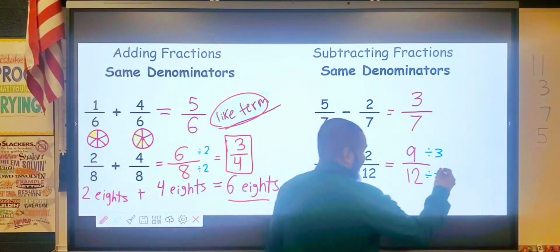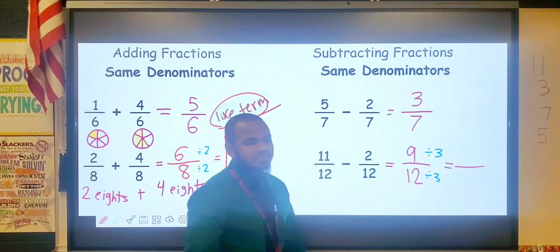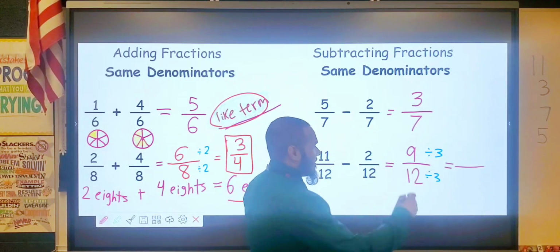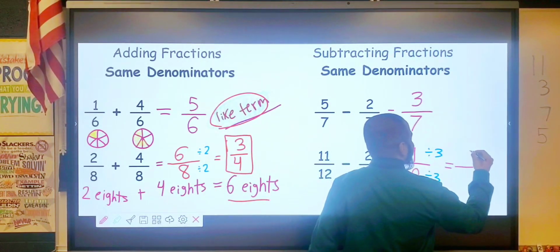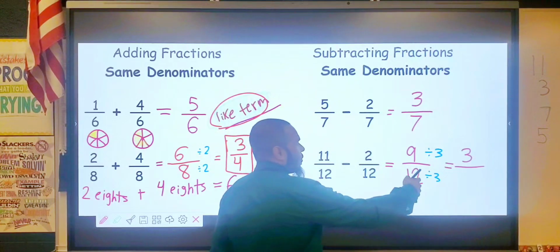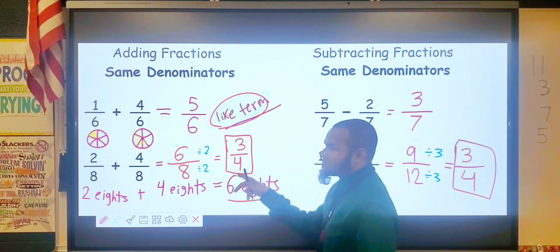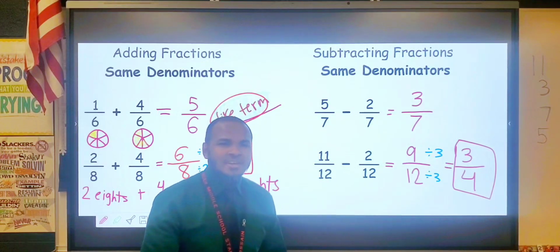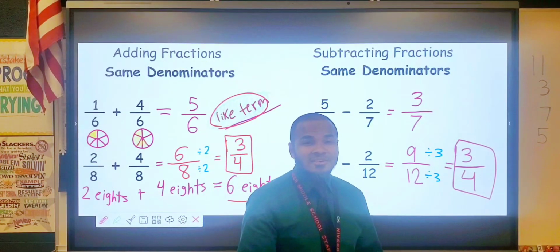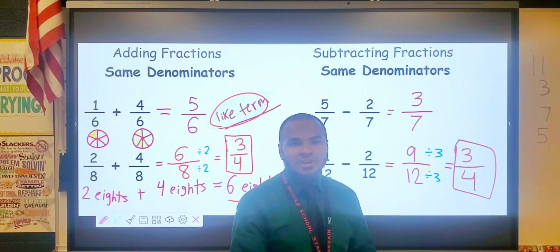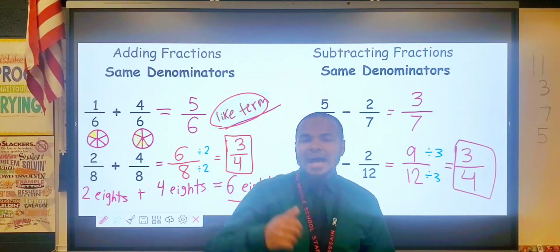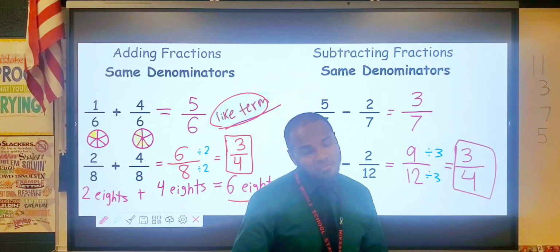And as soon as I divide both top and bottom by 3, I'm going to have 9 divided by 3, which gives me 3, and 12 divided by 3, which gives me 4. As you can see on a previous problem, we did get 3/4. So 3/4 is considered the most simplified version of a fraction. So this is how you add and subtract fractions.